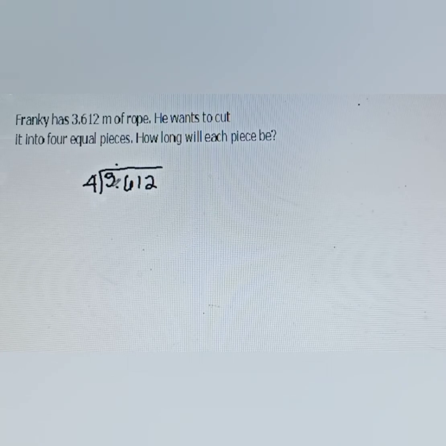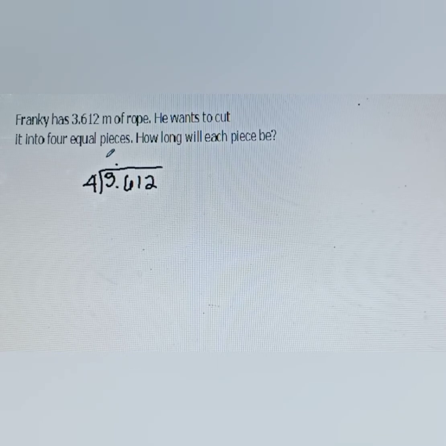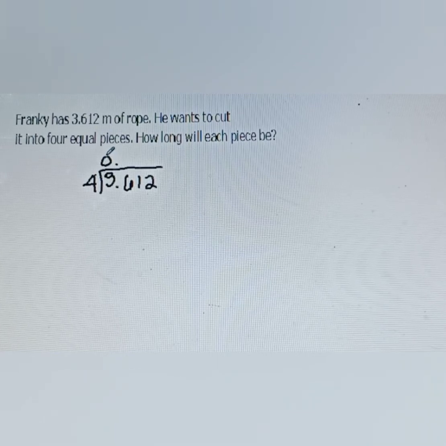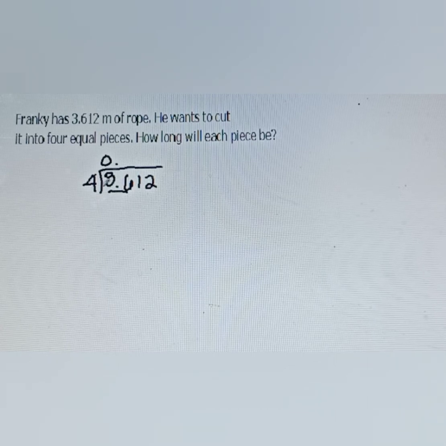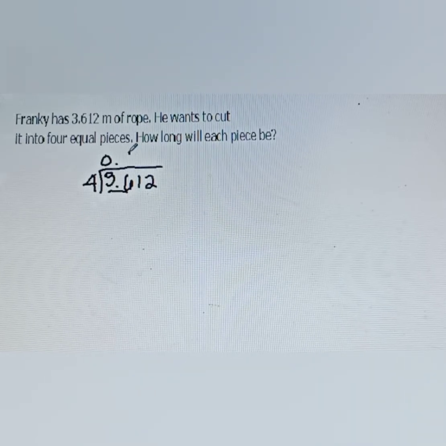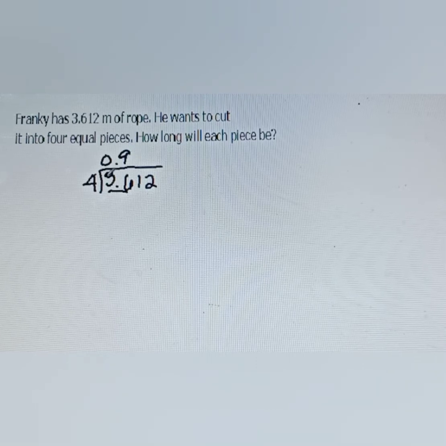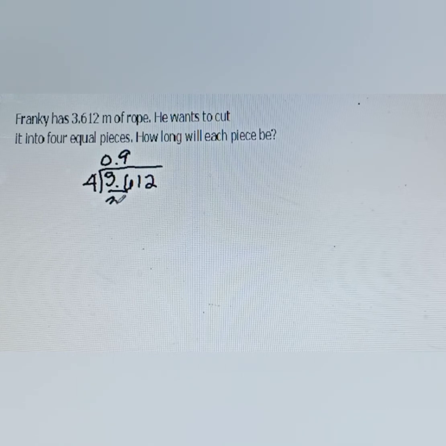If you divide 3 by 4, there is no 4 in 3, right? So let's write 0 here, since 3 divided by 4 cannot. Then go to the next digit. So instead of using 3, use 36. In 36, how many 4s are there? There are 9, correct? So you write the 9 above the 6. Then 4 times 9, that's 36. So let's write 36 here.